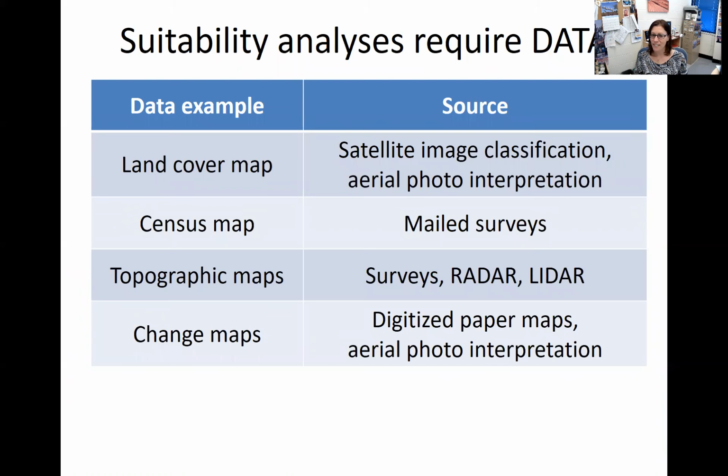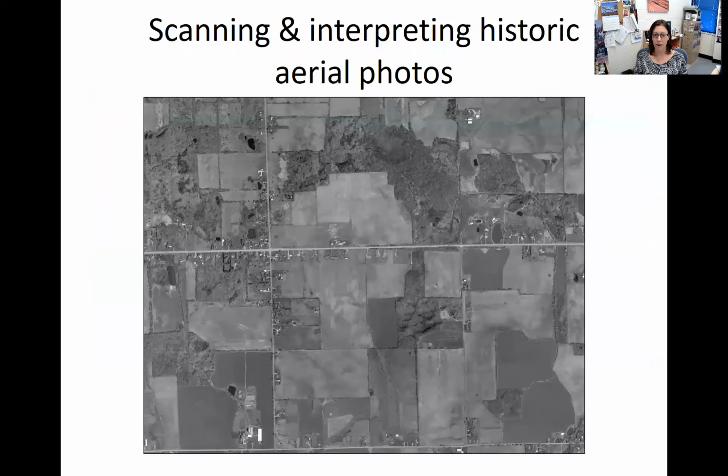Another form of data are change maps. So change maps are essentially asking, this could be land cover, how have things changed over time? And typical sources of those, especially if we're looking back in time, are what we need to find are old maps. So those could be digitizing old paper maps. They could be using heads-up digitizing to interpret aerial photos.